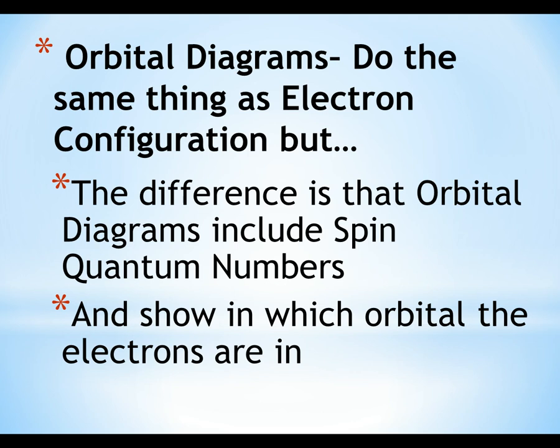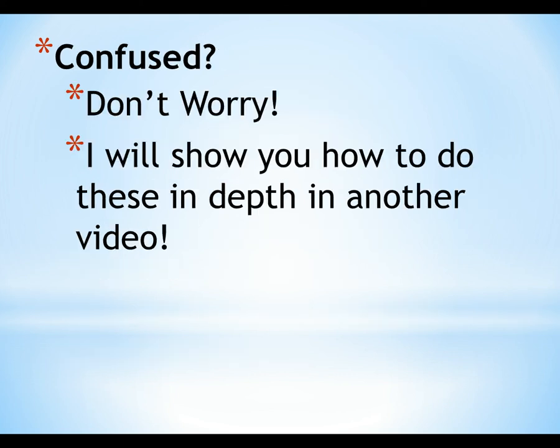Now, orbital diagrams are going to do the same thing as electron configuration with 2 exceptions. It's going to also include the spin number, and they're also going to show you exactly which orbitals the electrons are in, the X, the Y, or the Z. So again, one more time, if you're confused, if you have no clue what I just said, don't worry, just make sure you take down your notes, and I'm going to show you in depth in other videos how to do both electron configuration and orbital diagrams.